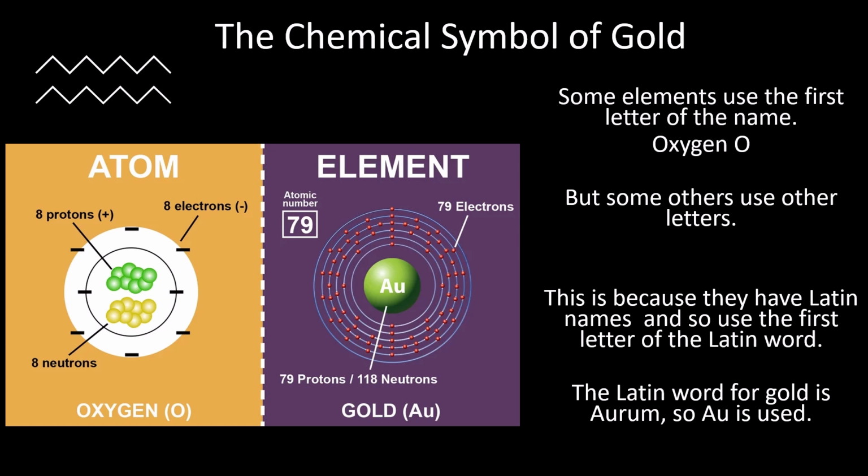The chemical symbol of gold. Some elements use the first letter of the name, like oxygen uses O, but some others use other letters. This is because they have Latin names and so use the first letter of the Latin word. The Latin word for gold is aurum, so AU is used.